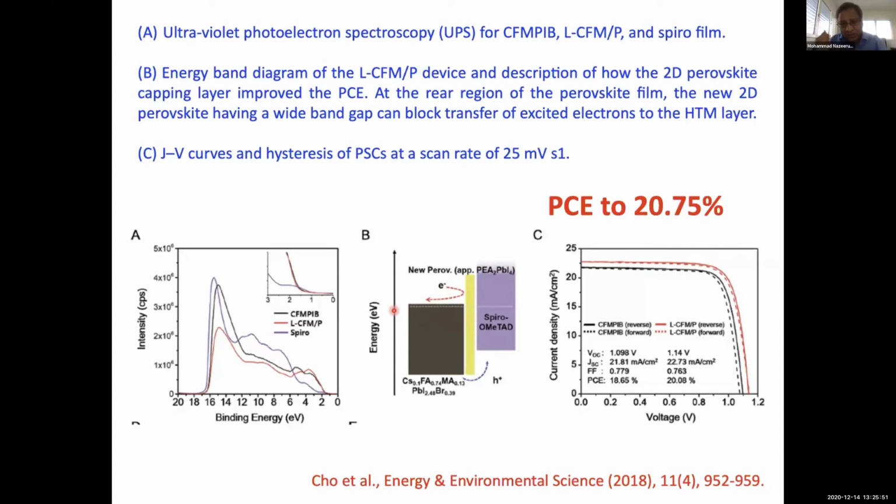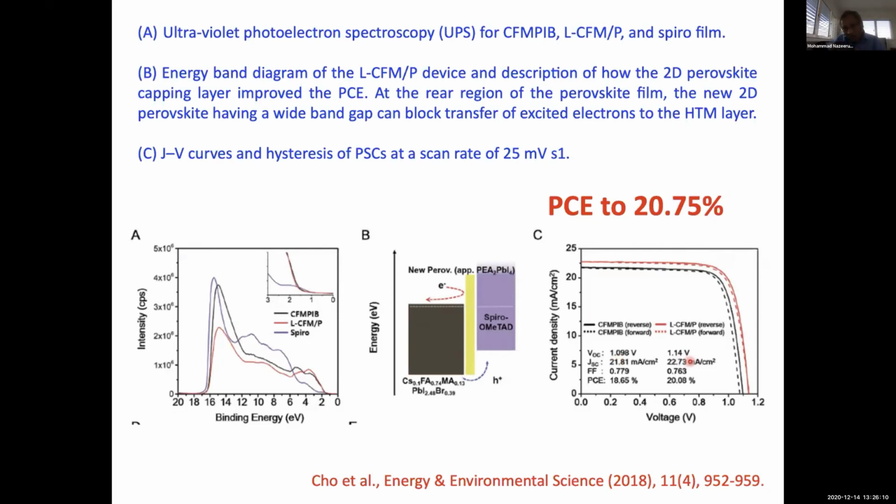Well, how do we know that this is happening? Let's look at the photovoltaic properties. Take the reference sample, only three-dimensional perovskite, the open circuit potential is 1.09. The moment we deposit two-dimensional perovskite, the VOC increased from 1.09 to 1.14.